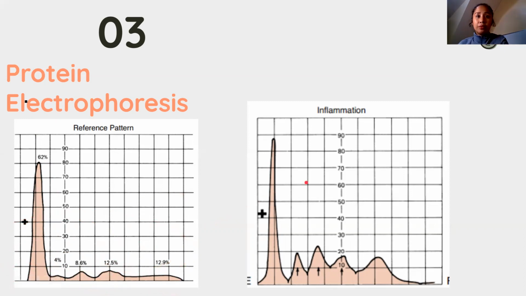For example, in inflammation, expect that the different acute phase reactants found in the alpha-1, alpha-2, and beta areas will increase. Notice the reference pattern; there is a rise. Also, as I told you, albumin is a negative phase reactant, so it decreases, not dramatically, but it lessens. Notice the width.